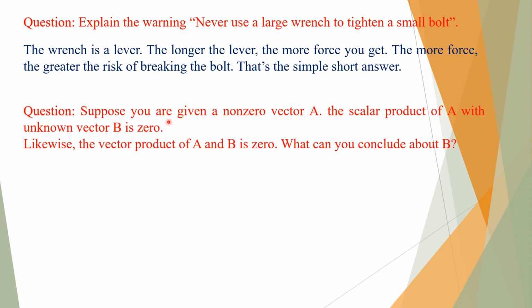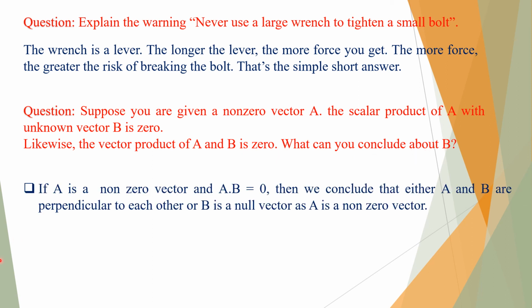Question: suppose you are given a non-zero vector A, the scalar product of A with unknown vector B is 0. Likewise, the vector product of A and B is 0. What can you conclude about B? Solution: if A is a non-zero vector and dot product of A and B is equal to 0, then we conclude that either A and B are perpendicular to each other or B is a null vector, as A is a non-zero vector.